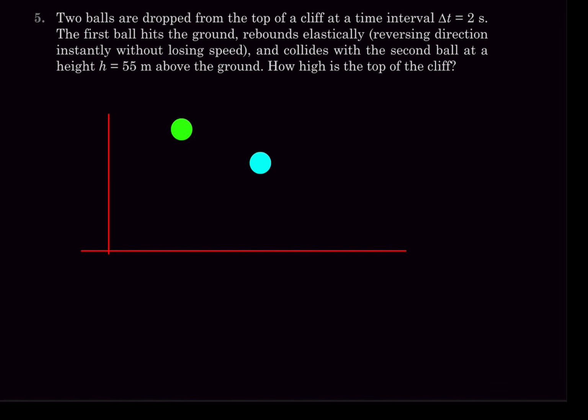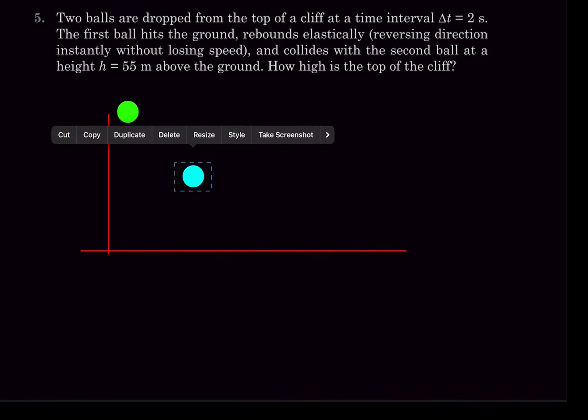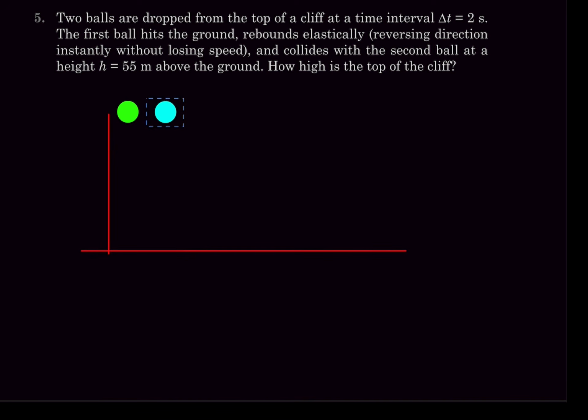Let's take 2 balls, one green ball and one blue ball. Let's say we drop the blue ball first. We are holding the green ball in our hands and we have dropped the blue ball. It'll hit the ground, rebound with some velocity, and finally, when it is at a height of 55 meters, the green ball collides with it. This is what is given to us in the question.